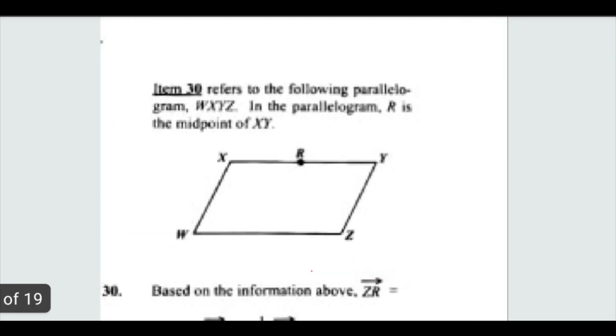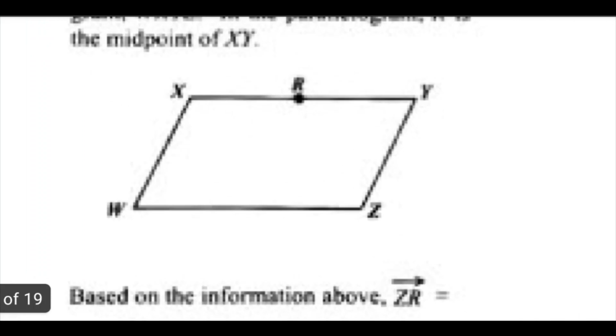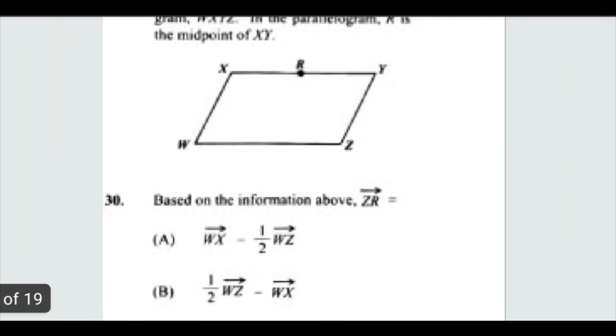Alright, so this one is kind of blurry. So it says item 30 refers to the following parallelogram WXYZ. In the parallelogram, R is the midpoint of XY. So this is R, right? So, zoom out here. Based on the information above, ZR is equal to, so ZR, we're going from Z to R. And if you want to go from Z to R, we go from Z to Y, and then we go from Y to R, right?